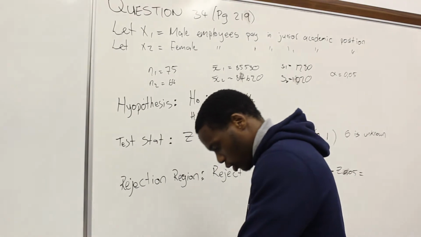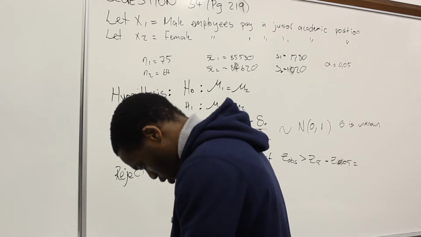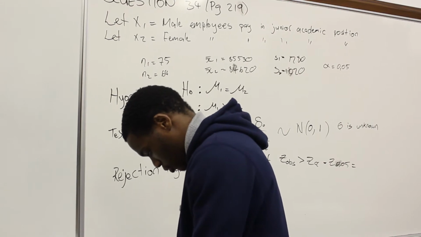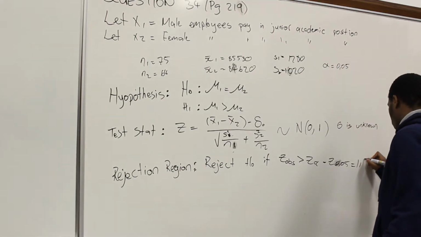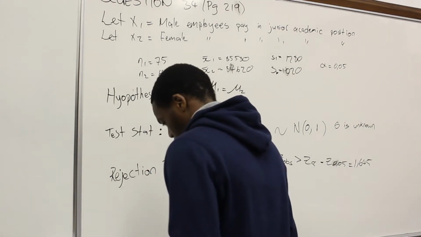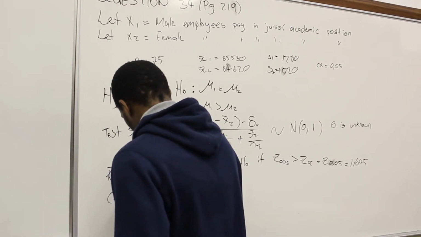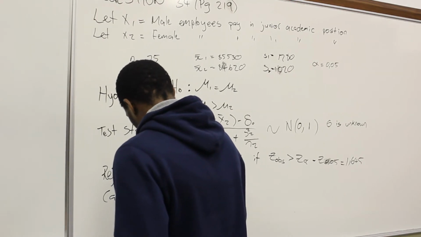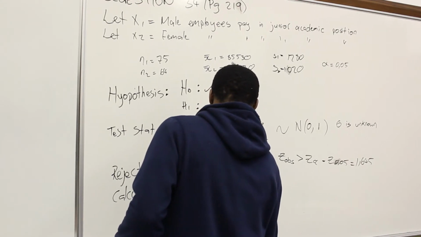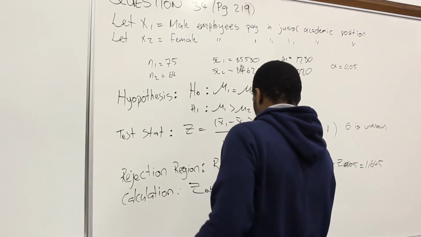Okay, so here on the table, we use the inverse normal distribution table, table 2. We look for 0.95, which gives us 1.645. Okay, so we carry on and go to our calculation, using these values here.